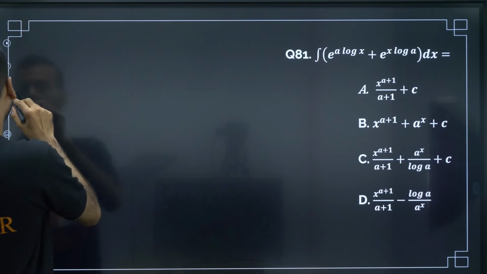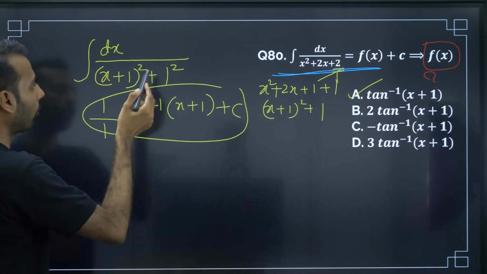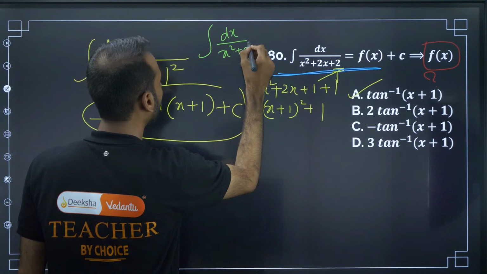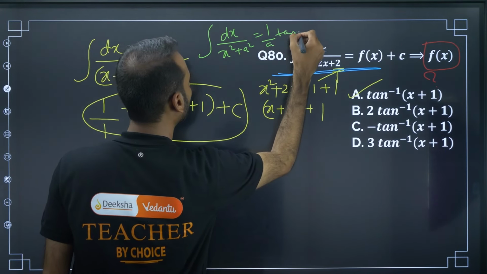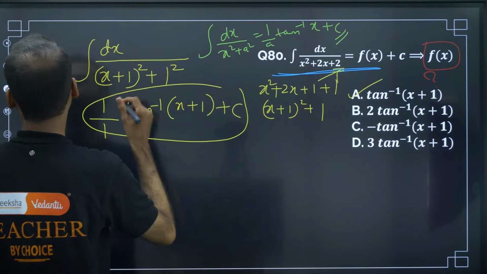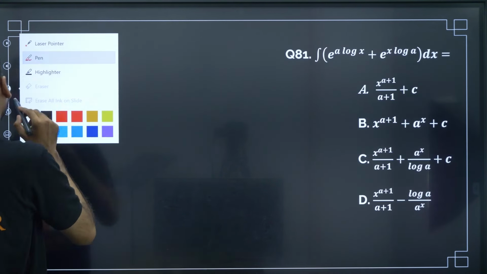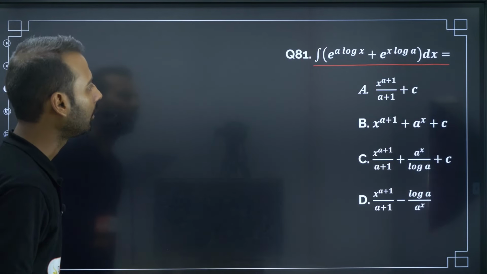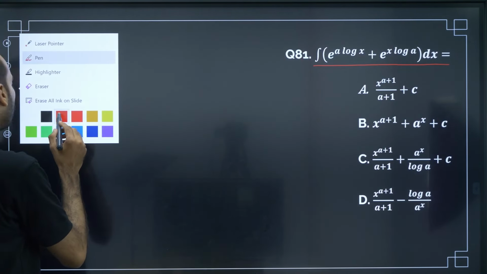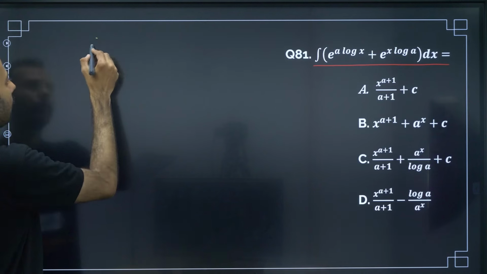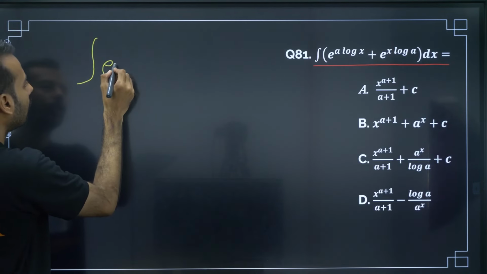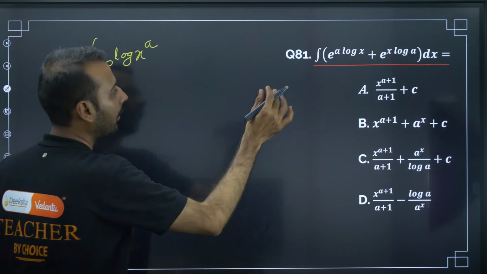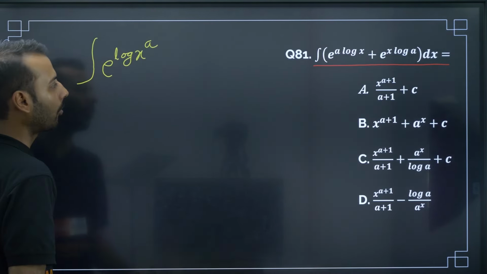Moving on to the next one. See here, if you don't know the formula, you take this formula: integration of dx divided by x square plus a square is 1 by a tan inverse x by a plus c. Moving on to the next, one question they have given, integration of this dx is equal to what? So how do we approach this problem? Let me write this integration e to the log x raised to a. Rather than writing a, I am writing it here using properties of logarithm.